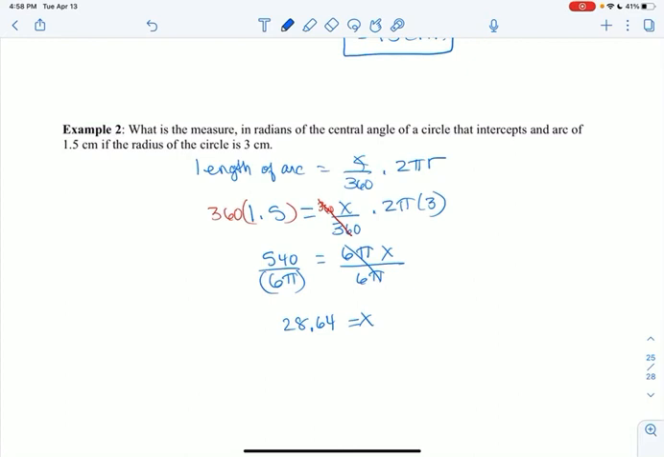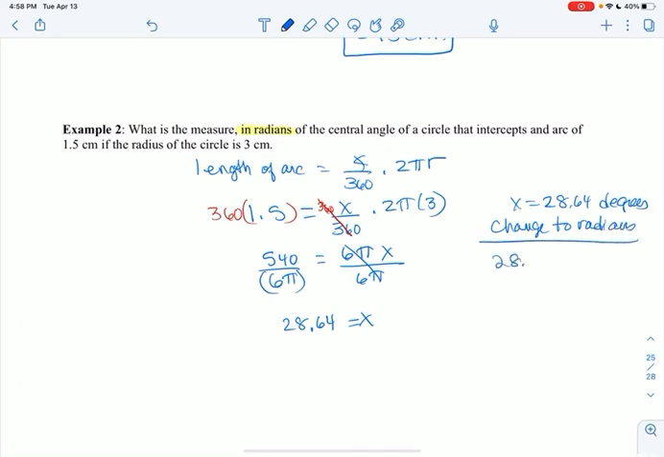The problem is they want to know the answer in radians. The formula that I gave you is just working in degrees. So x equals 28.64 degrees, and I want to change to radians. So 28.64 times pi over 180, because that's my conversion. I can do that right in the calculator. And that's 0.5 radians.